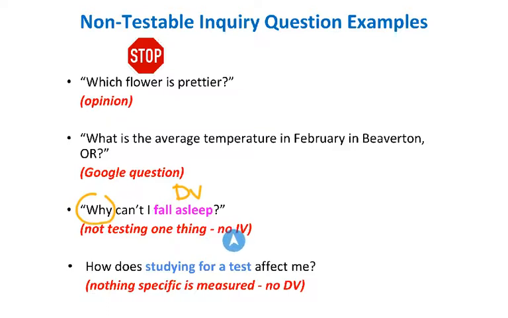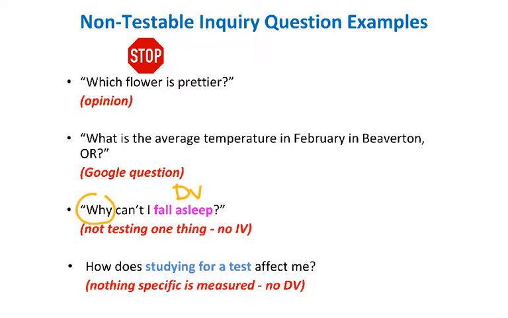There's no independent variable. This question, how does studying for a test affect me? Okay, this is not testable because there's nothing specific being measured. There's no dependent variable. So go ahead and type this red sentence there into your notes. Okay.